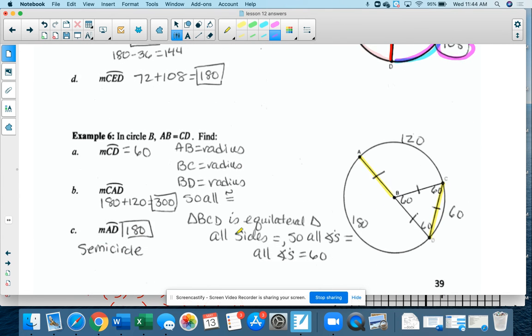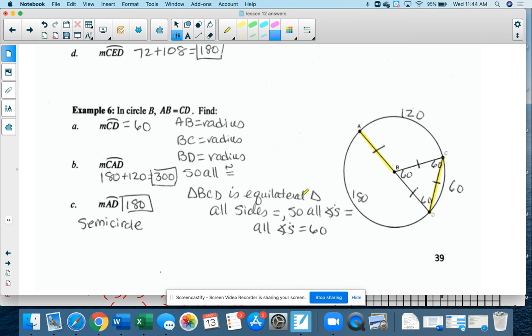Okay, my last problem. In circle B, AB is equal to CD. So I have AB highlighted in yellow. That is a radius of the circle, and it's equal to CD. CD is this chord. So basically the radius is equal to the chord. Well, if you look at this, BC, I'll do in a different color, is also a radius. So that has to be equal to AB. And BD is also a radius, so that has to be equal to AB.